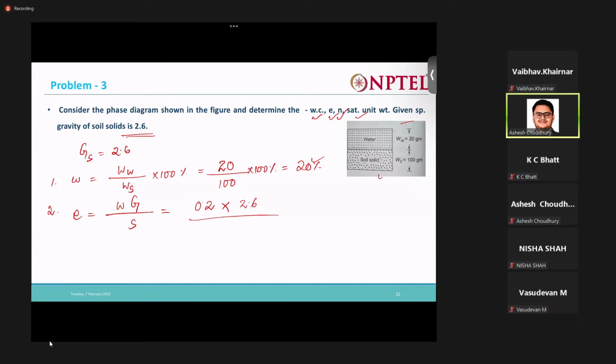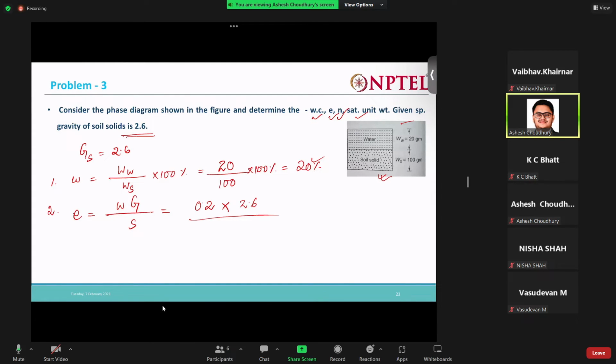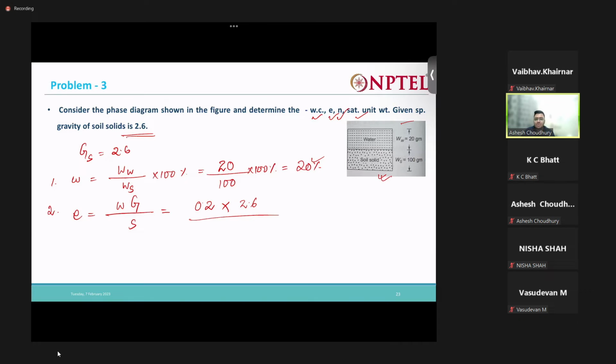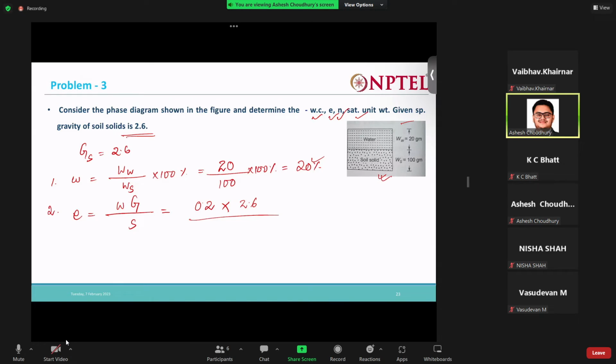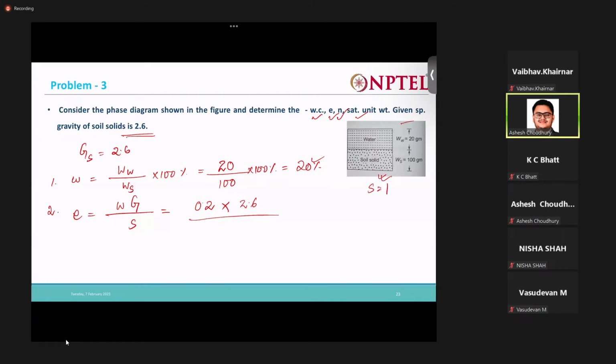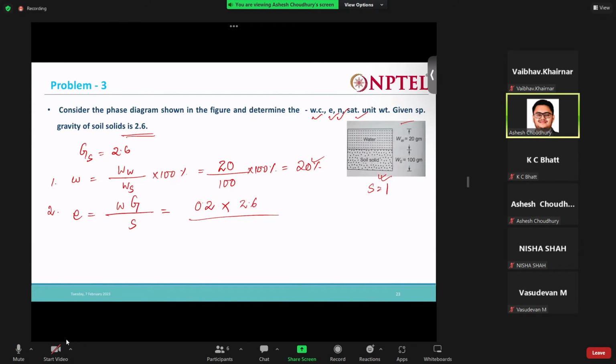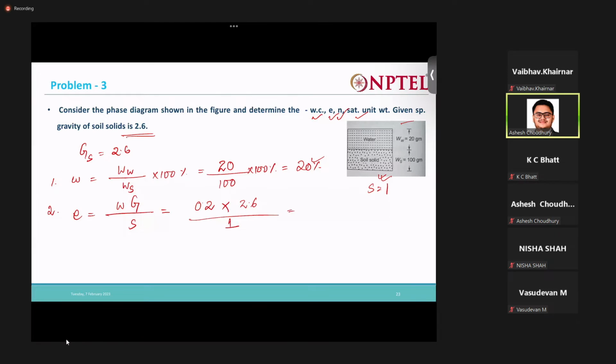If we look into this phase diagram, you can see that all of the voids are occupied by water. There is no air in it, right? There is just soil solid and water. So we can say that the soil is completely saturated because there is no air in it, so all the voids are occupied by the water molecules, correct? That means the saturation is 1, that is the soil is fully saturated. 100% saturation, so we put 1 here, and we get the void ratio as 0.52.